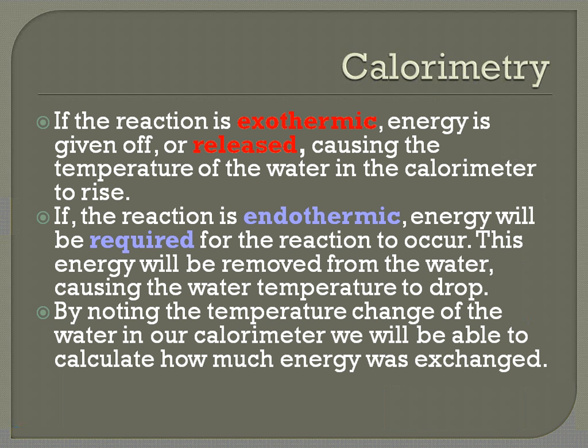So, in calorimetry, if the reaction is exothermic, the energy is given off or released, and it will cause the temperature of the water, which is your surroundings in the calorimeter, to rise. If the reaction is endothermic, energy will be required for the reaction to occur, which means it's going to be absorbed. This energy will be removed from the water, causing the water temperature to drop. By noting the temperature change of the water in our calorimeter, we'll be able to calculate how much energy was actually exchanged in the reaction.